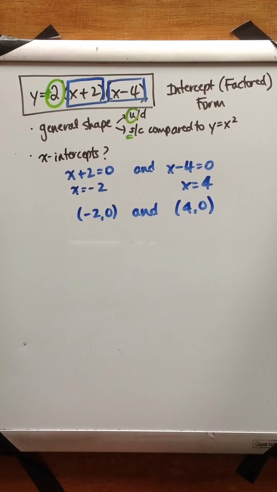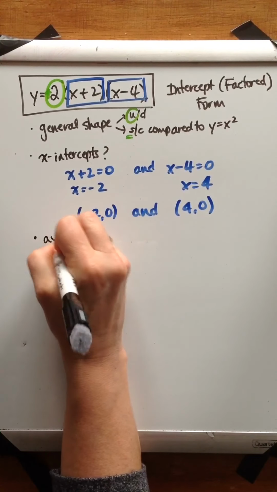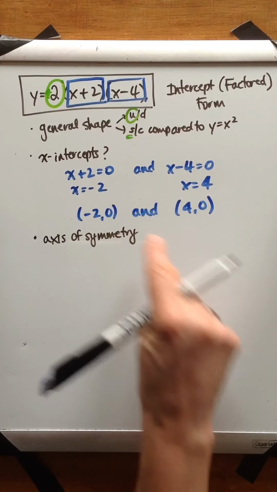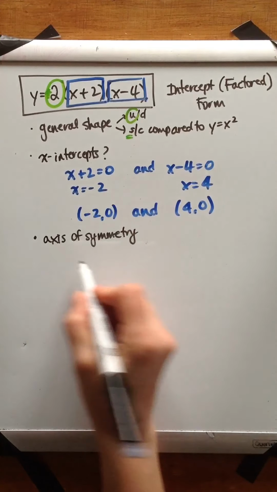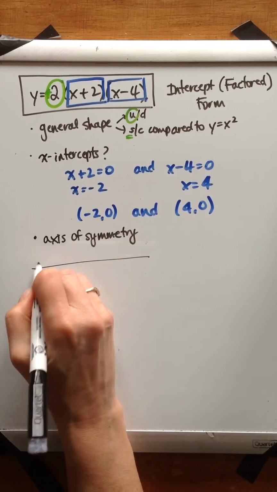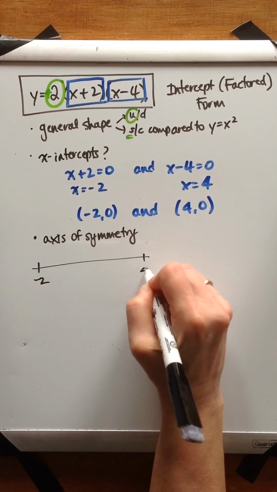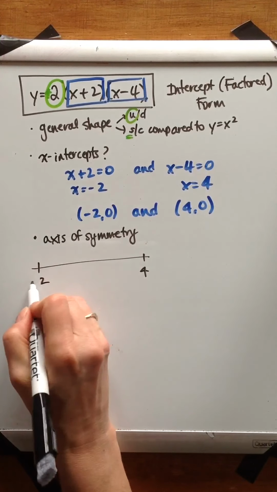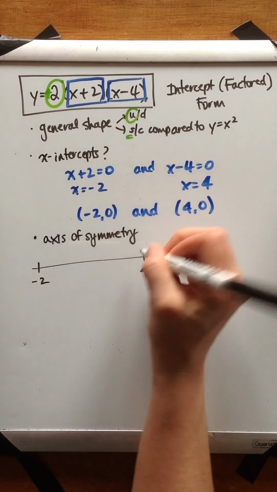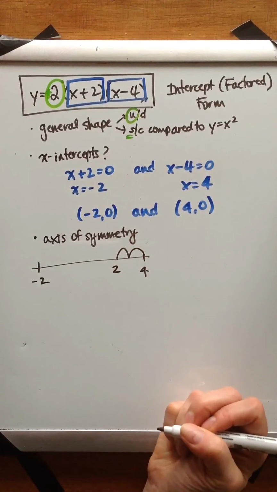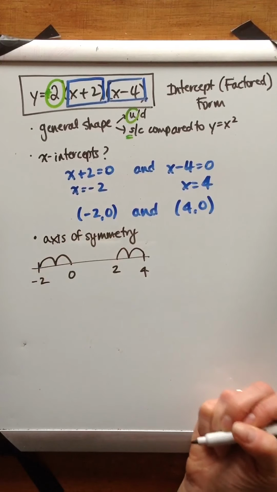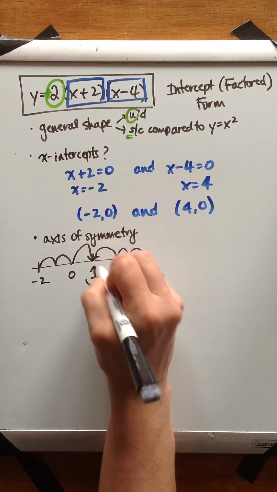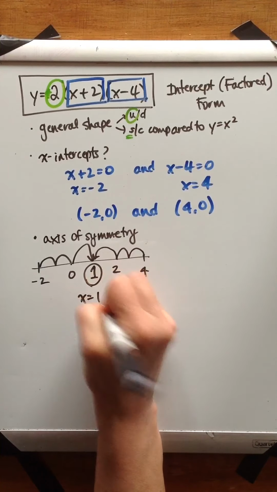The next thing we're asked to find is the axis of symmetry. As we saw earlier, the axis of symmetry is in the middle between the two x-intercepts. We can do it one of two ways. Because these are integer values, we could draw a number line and ask ourselves if we were to skip from 4 towards negative 2 or negative 2 towards 4, where would they meet in the middle? If I skip 2, I would get down to 2. If I skip 2, I would get down to 0. If I skip one more, I find that 1 is in the middle. So the axis of symmetry is x equals 1.